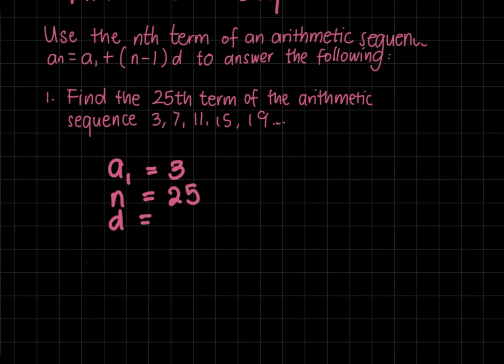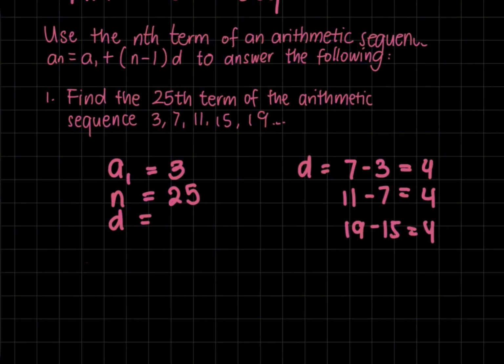Now we're going to find the common difference by subtracting any 2 consecutive terms. So we can have d equals 7 minus 3, that is equal to 4. Or we can also check with 11 minus 7, that is also 4. Or we can have 15, we can have 19 minus 15, which is also 4. So that confirms that our common difference is 4.